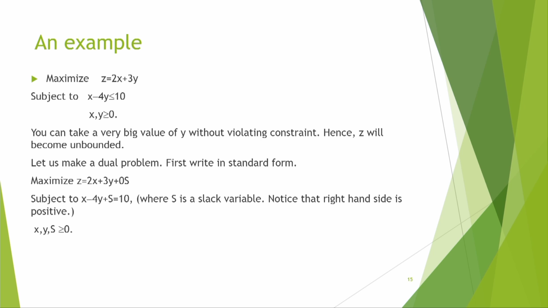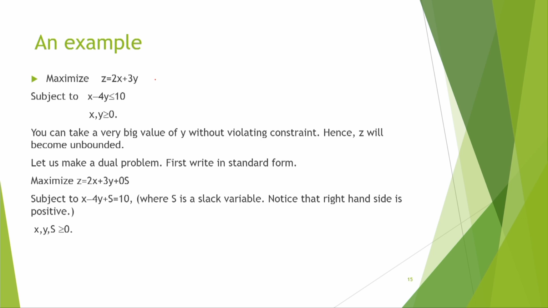You can understand it through an example. Maximize z is equal to 2x plus 3y subject to x minus 4y is smaller than 10, x, y greater than 0. I have given this type of problem deliberately. You can see that this is unbounded. Why? Because x minus 4y should be less than 10, so I can take y very large. I can take y equal to 1 crore, or 50 million, and it will still be less than 10. I can take a very big value of y without violating constraints. y can approach infinity.